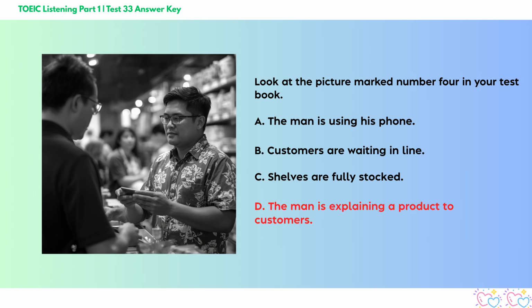Look at the picture marked number 4 in your textbook. A. The man is using his phone. B. Customers are waiting in line. C. Shelves are fully stocked. D. The man is explaining a product to customers.